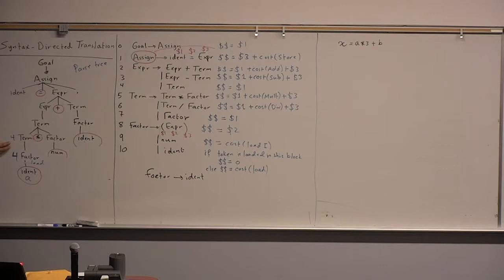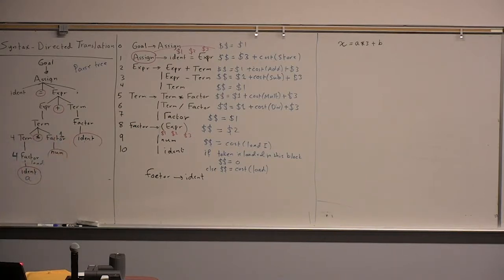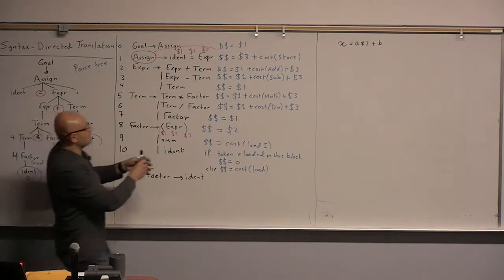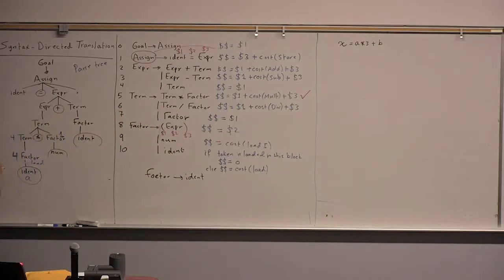Okay, so now term is 4. Again, the next step is going to be reducing the number to a factor. And for a number, for a load immediate, we said it's going to be a 1. So the 1 is going to be here. Then, when we do this reduction, term times factor, the cost, so we are here now. At this point, $sign is this. And $1 is the term. $2 is the multiplication.